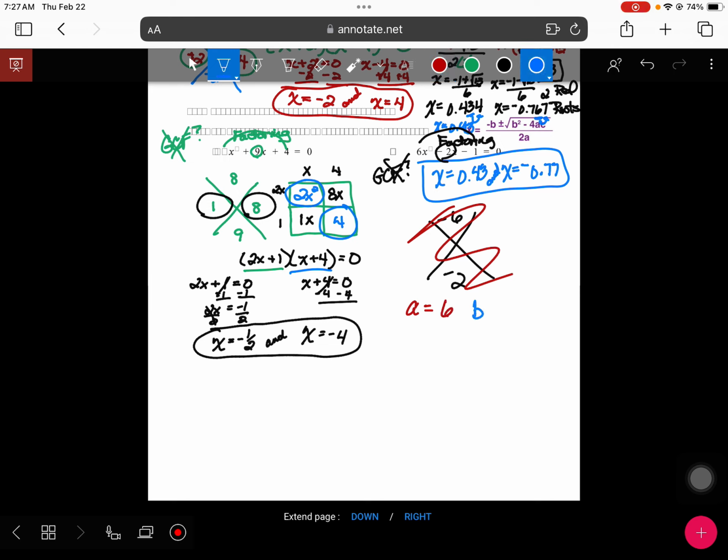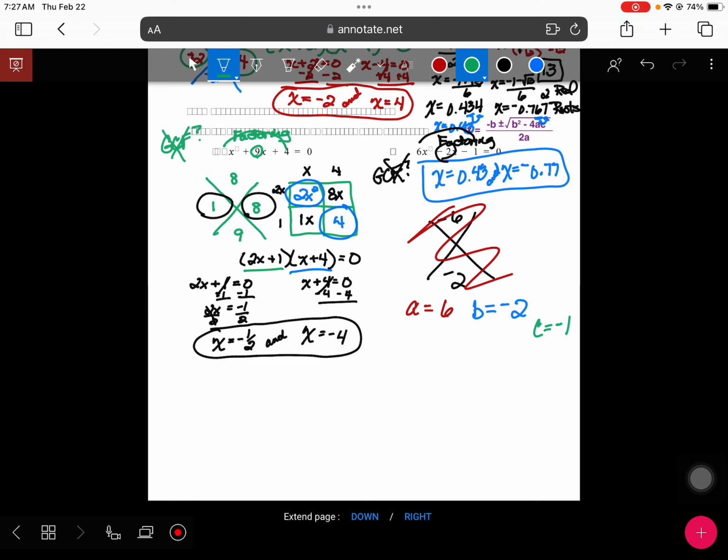Thank you. So A is equal to 6, B is equal to -2, and C is equal to -1. So it's already set equal to 0. It was in standard form. Here's my A, B, and C.